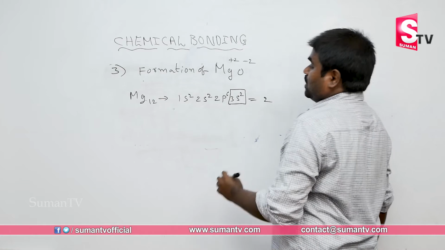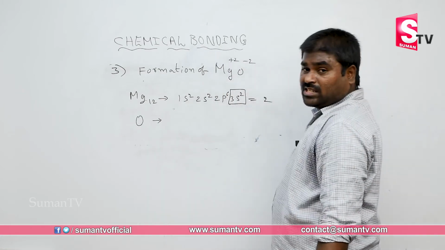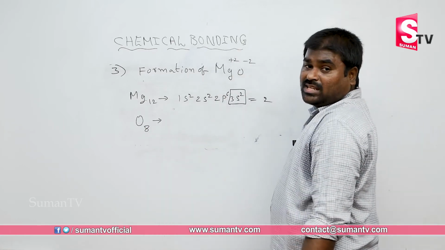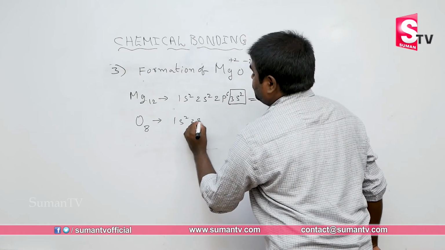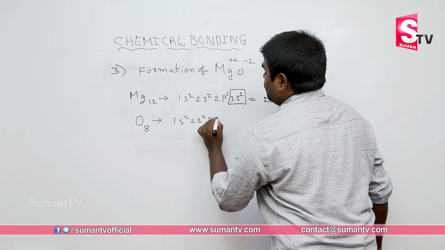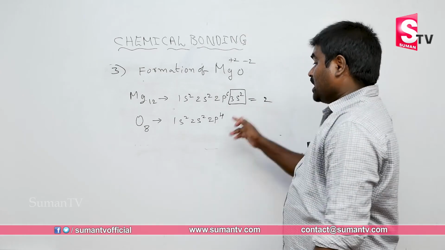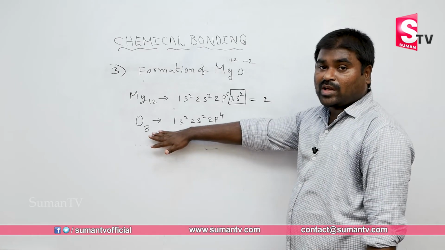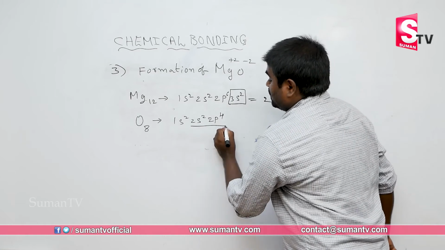Come to oxygen now. What is the atomic number of oxygen, children? The atomic number is 8. The configuration is 1s2, 2s2 and 2p4. Yes, 2p4, and 4 plus 2 is 6, 6 plus 2 is 8. This is the electronic configuration of oxygen. Now, what is the valence orbital, children?